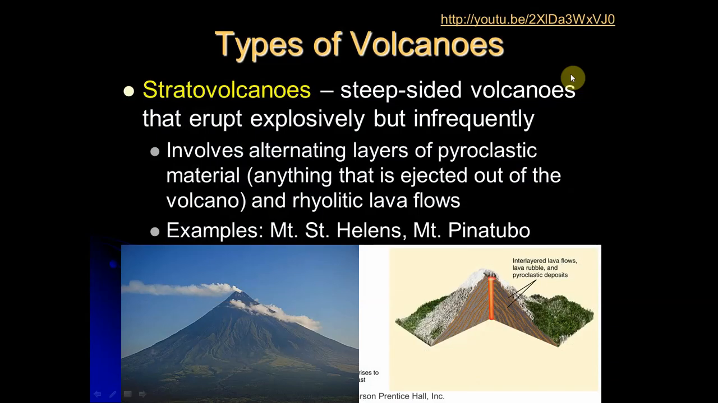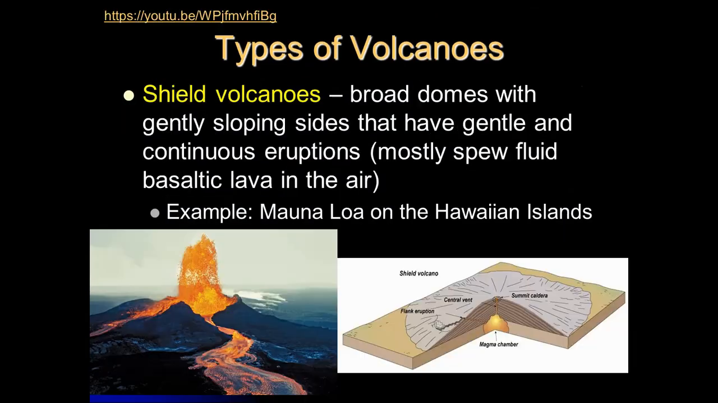So that's one side of our spectrum, our stratovolcanoes. The other side of the spectrum are shield volcanoes. These don't look like volcanoes. They're broad domes, they look like hills, with gently sloping sides that have gentle but continuous eruptions. Now, the main difference in intensity of eruptions has to do with the composition of the magma or lava. Our stratovolcanoes have what is called rhyolitic lava. It has high silica content, it has a lot of dissolved gases, and these tend to be the ones where the pressure builds up and builds up and builds up, and you get these explosive eruptions.